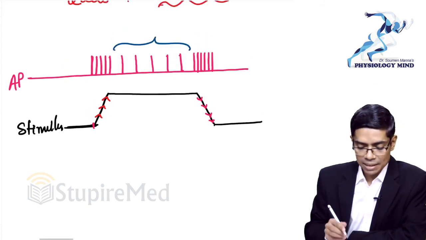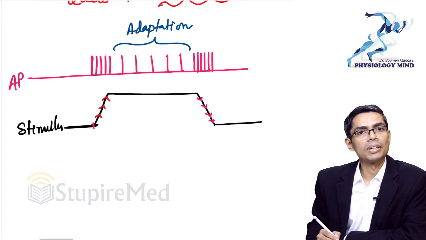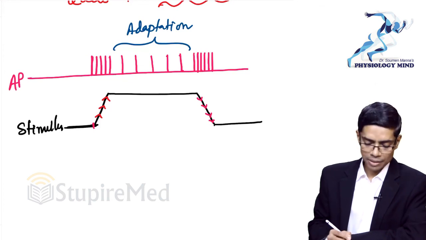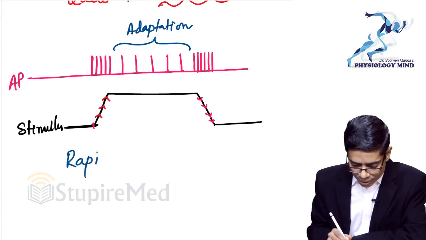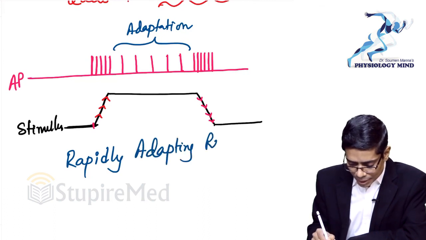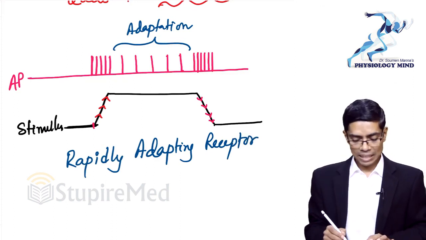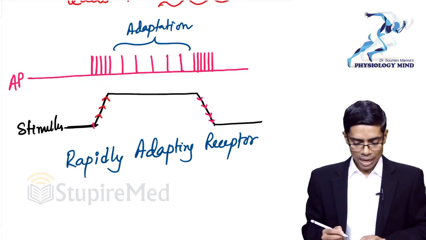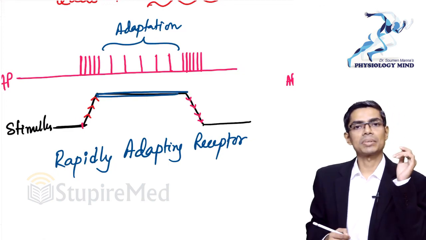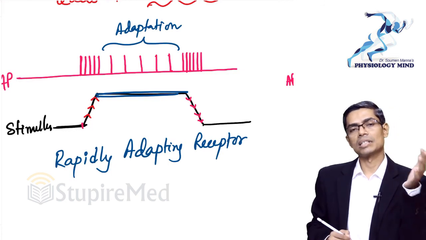What is the phenomenon? Yes, this is because of adaptation of the receptor. So is this a rapidly adapting or a slow adapting receptor? Yes, you are correct, this is nothing but a rapidly adapting receptor. What are the rapidly adapting receptors in our body? Pacinian corpuscle and Meissner's corpuscle follow this kind of diagram. If you maintain the stimulus for a long duration, they quickly adapt and the action potential frequency decreases. But whenever you change the strength of stimulus, they are activated.